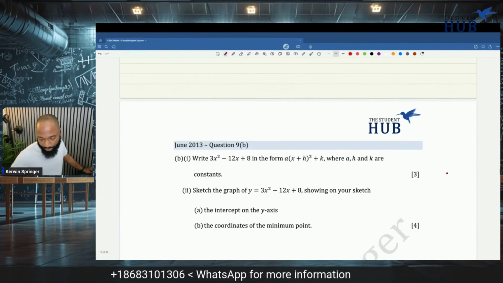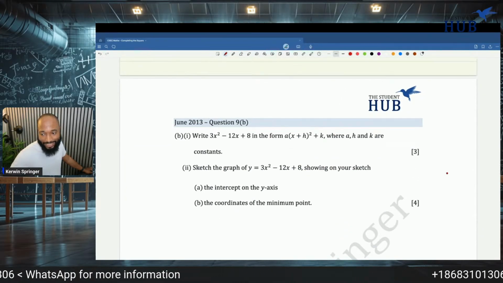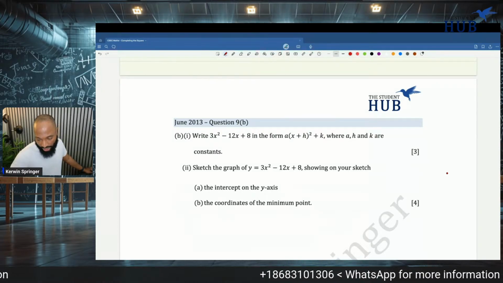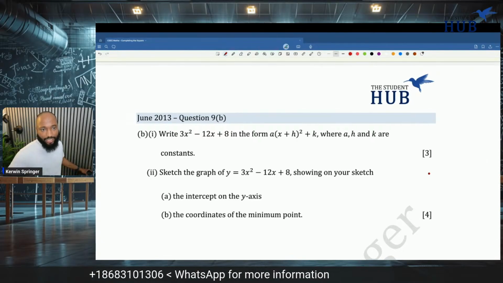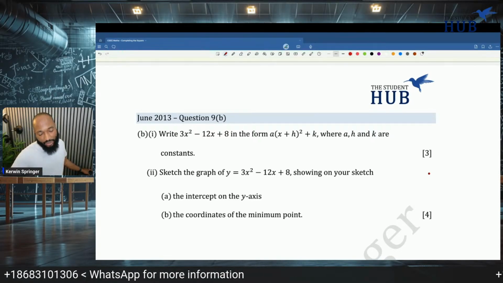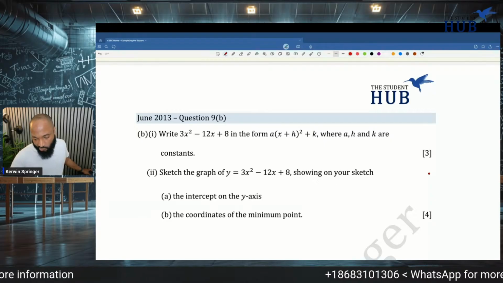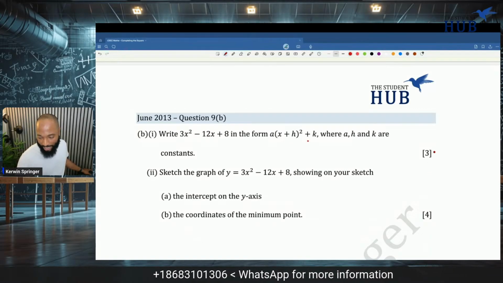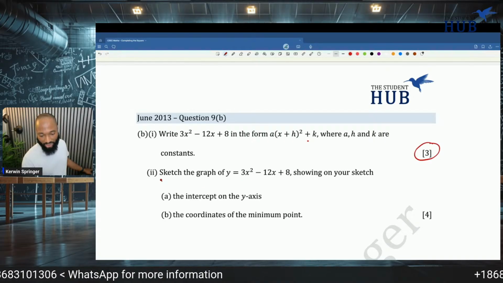Here we go. This is number 5, June 2013, completing this square. Let's read this question. So on a scale of 1 to 10, with 10 being easy and 1 being hard, that's a kind of weird scale. Where do you think this lies? This good bit of marks for just completing the square. So, and then sketch the graph. So a sketch of the graph.